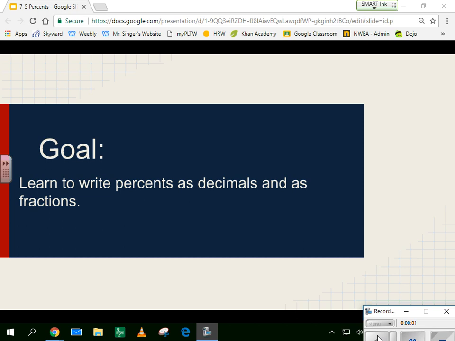Okay, welcome back to math. Here's your lesson for today. We're going to learn to write percents as decimals and as fractions. There's 5 examples that we're going to be going through in this video, but I'm actually going to get rid of one of them for you because I think it's a little redundant. Make sure you write down today's date and page number as well.